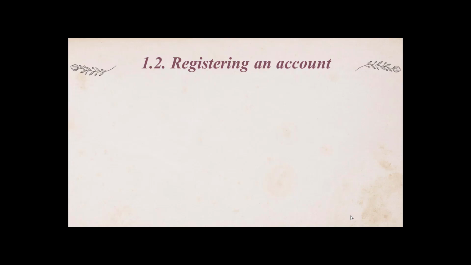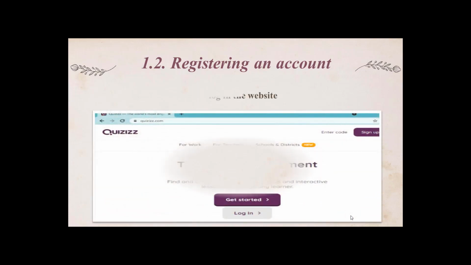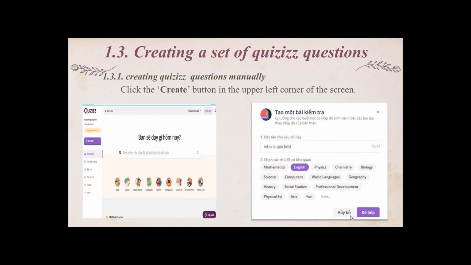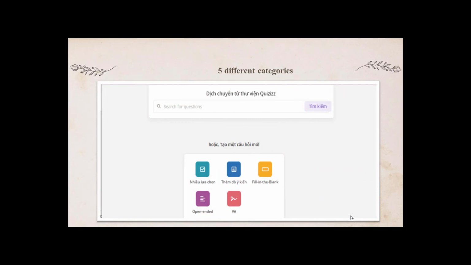Second, registering an account. We visit the website and log in. 3. Creating a set of Quizizz questions. There are 2 ways. First, creating Quizizz questions manually. We click the Create button in the upper left corner of the screen. After we choose the subject and give the name of the quiz, we can make questions with 5 different categories.